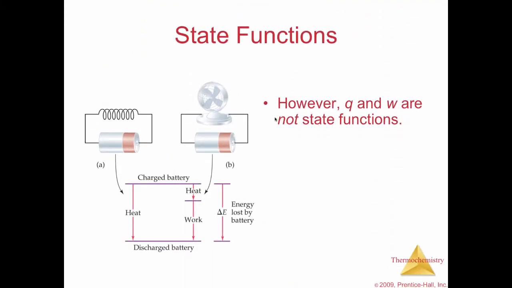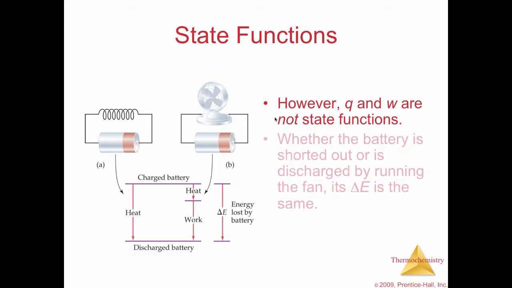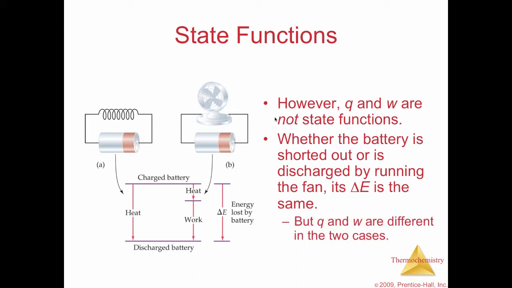However, heat and work are not state functions. Whether the battery is shorted out or is discharged by running the fan, its change in energy is the same, but heat and work are different in the two cases. A battery discharged through a motor loses energy as work to make the fan turn, and also loses some energy as heat. A battery shorted out by a wire loses energy to the surroundings only as heat. No work is being performed. The value of delta E is the same for both processes, even though the values of heat and work are different.